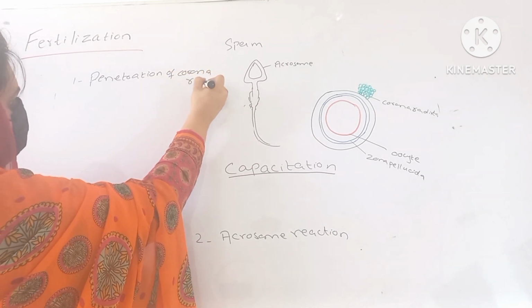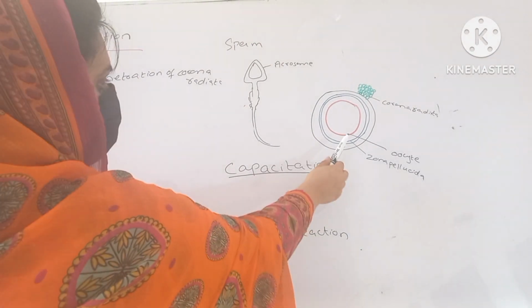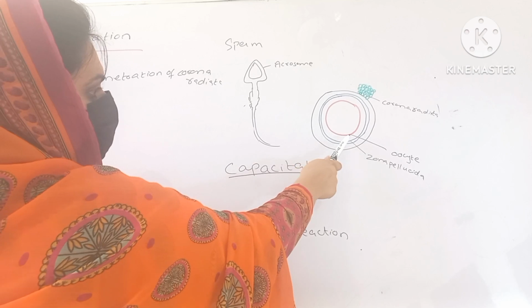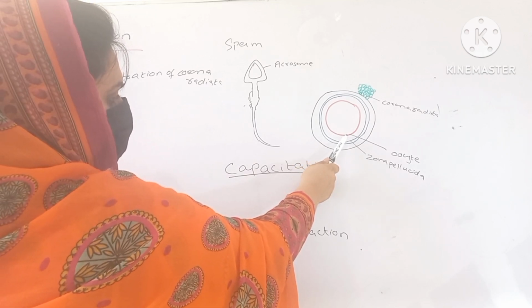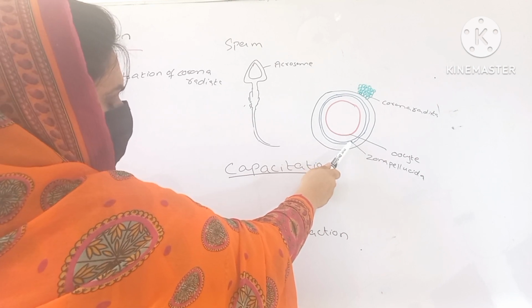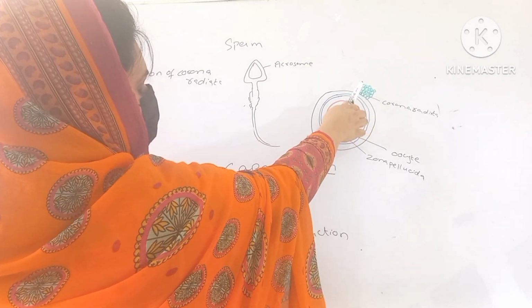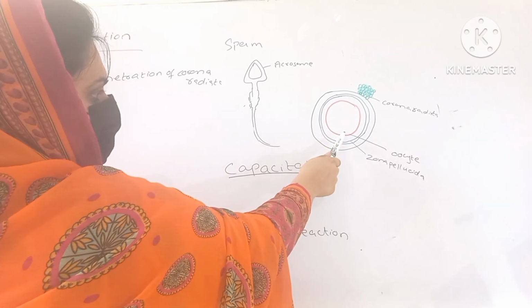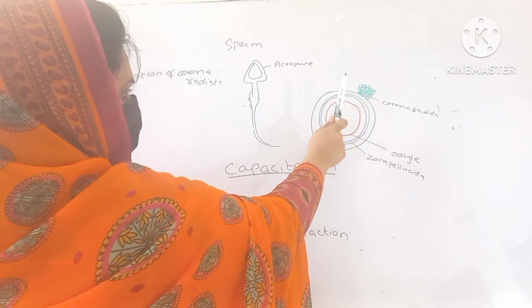As you can see in this structure, if we start from the inside, this is the oocyte. Then there is the plasma membrane of the oocyte. Outside the oocyte is the zona pellucida, and the outermost layer is of the corona radiata cells. So for the sperm to enter the oocyte, it must cross the corona radiata and the zona pellucida.